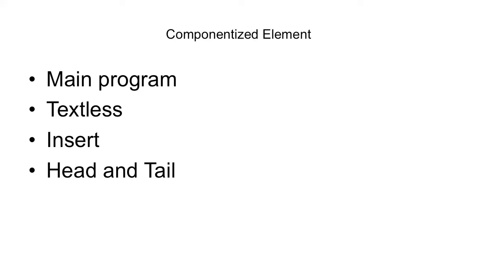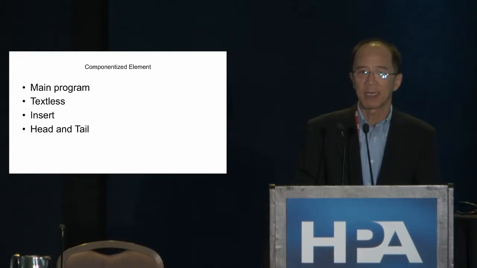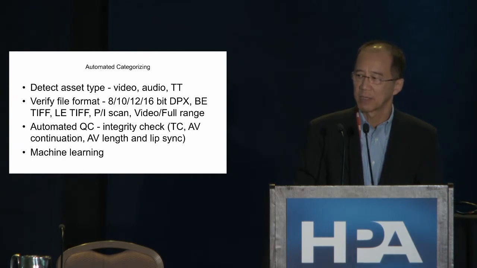Then the components of this content, we separate, keep the main program. There is no text list, and text list will be different element, and insert will be different element, and head and tail. Head includes some facility has logo, and color bars, and 2 pop, etc.